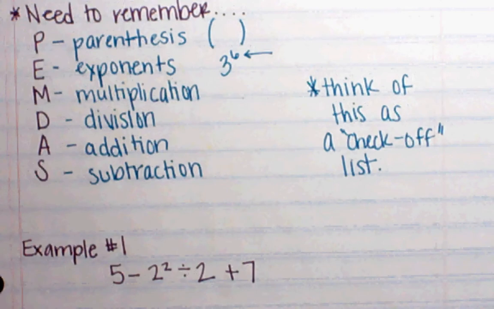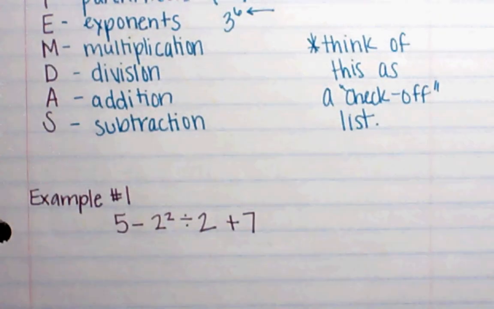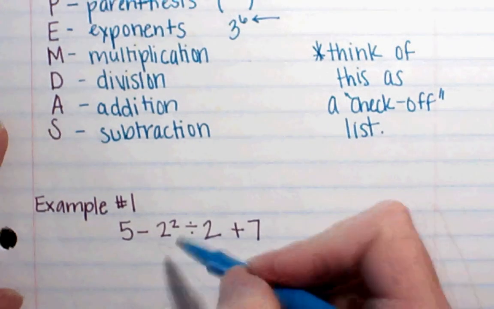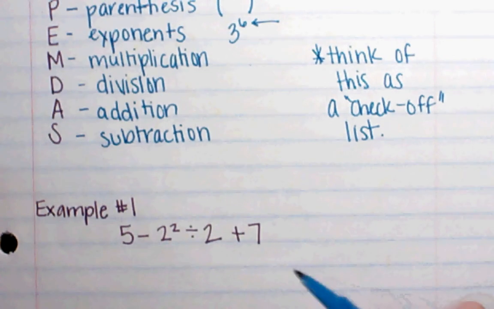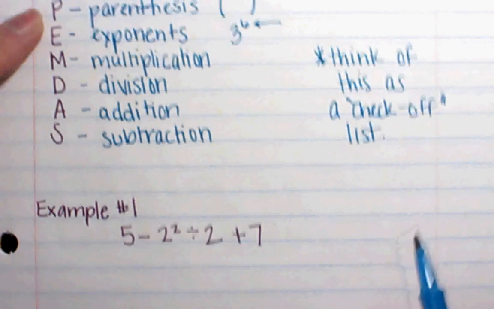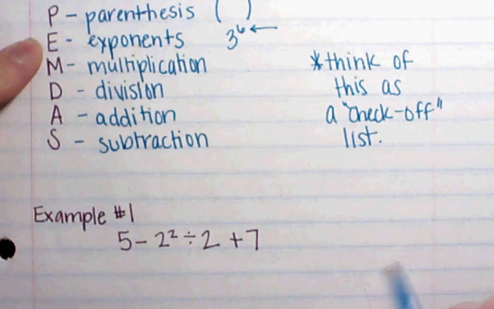I'm going to zoom out so you can see PEMDAS and the problem at the same time. Alright, so we have 5 minus 2 squared divided by 2 plus 7, and we have to solve the problem. So we're going to go through our PEMDAS and work our way through it. The first thing is you have to ask yourself, do I have any parentheses? In this problem, I do not. So I'm going to skip down and go to exponents.